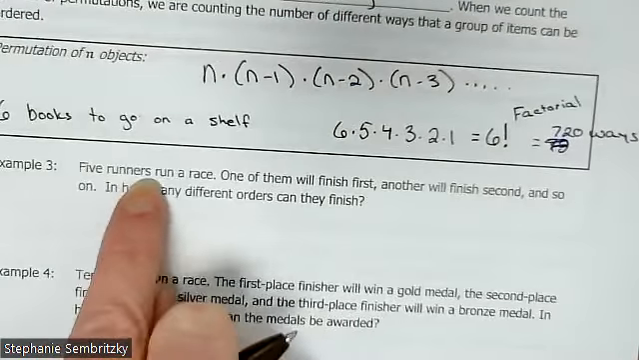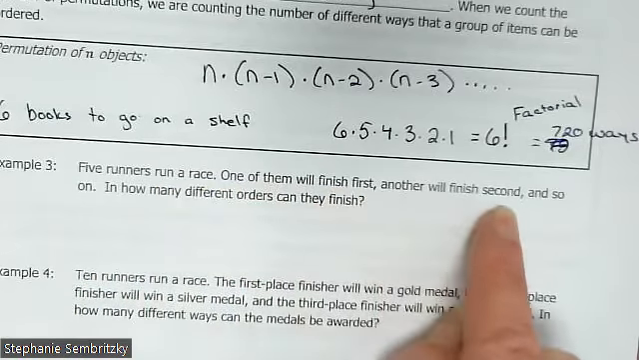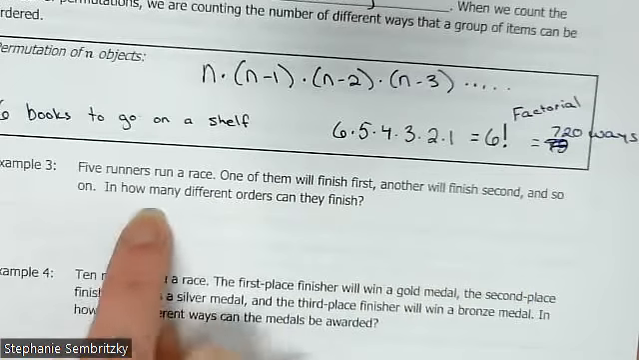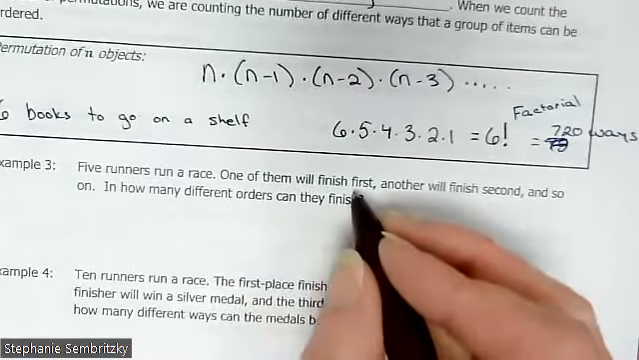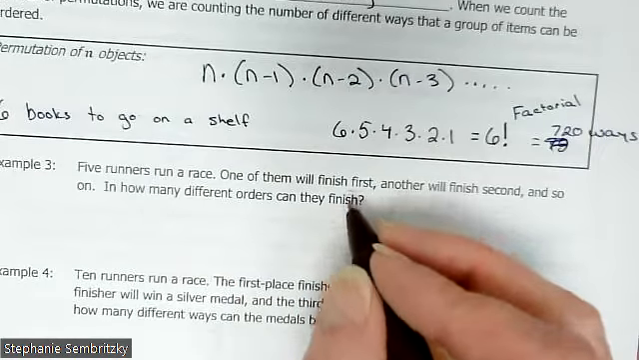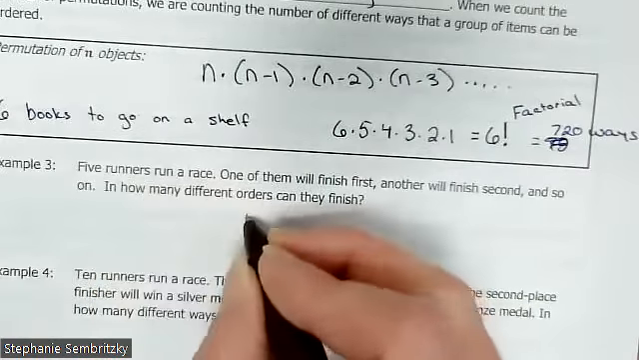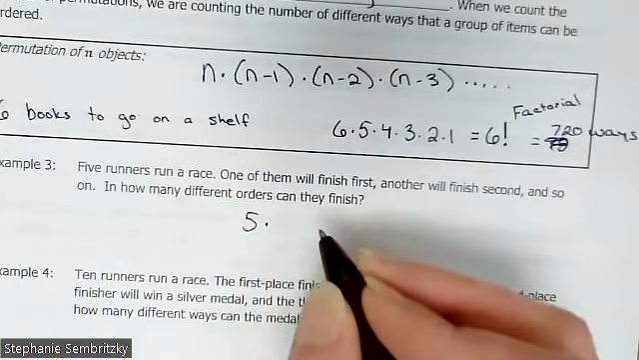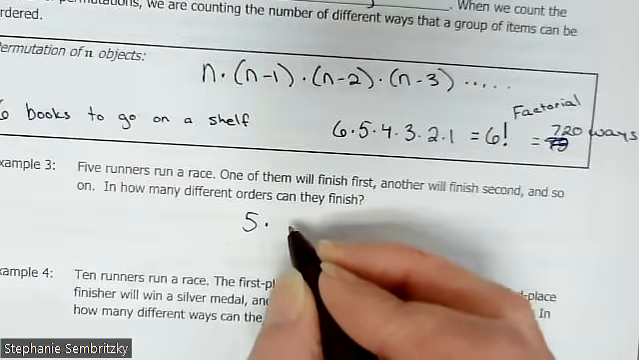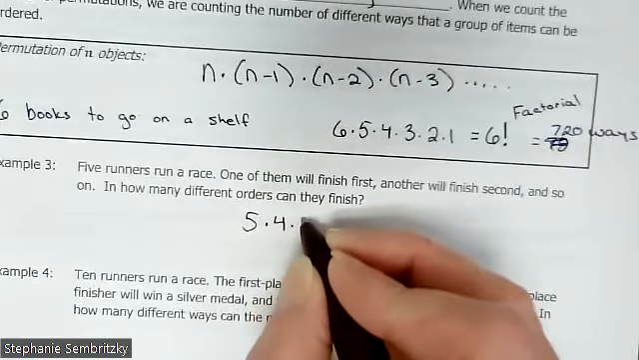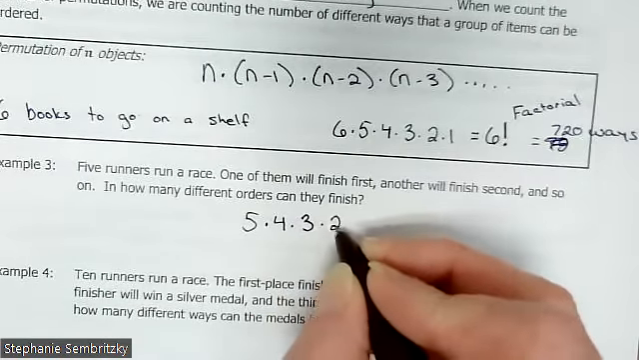Now here we've got 5 runners running a race. One of them will finish first, another will finish second, and so on. In how many different orders can they finish? So to be in first, how many runners have that option to be first? Well, out of 5, we got 5 runners. Okay. How many could be second? 4. Then third. Then 4th place. And then 5th place.